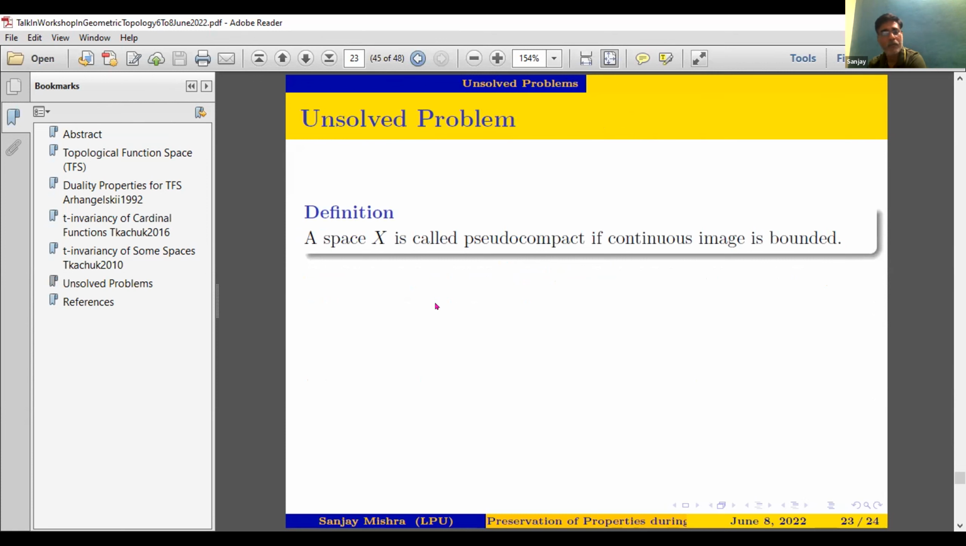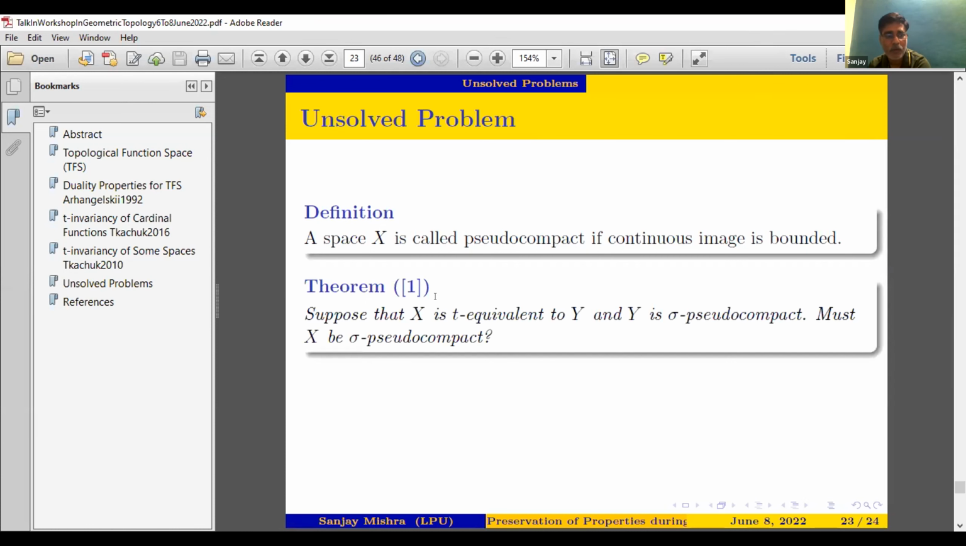Now here we have two important unsolved problems related to the pseudocompact space. So what is a pseudocompact space? A space is called pseudocompact if every continuous real-valued image is bounded. The first problem is: if X is T-equivalent to Y and Y is pseudocompact, then must X be pseudocompact or not?